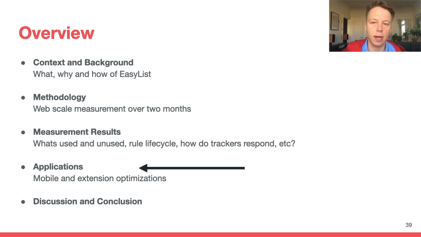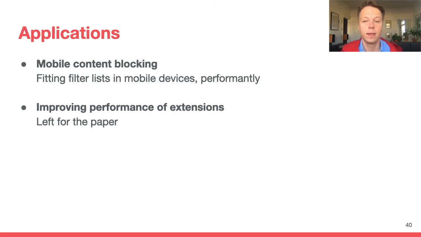Next, I'll very quickly describe some ways that we were able to take these results and turn them into improvements to applications, or ways to improve content blocking on the web. In the paper, we described 2 different ways that our findings could be used to improve content blocking. I'll talk about the first one in more detail, and then I'll give a brief pointer to the second one.